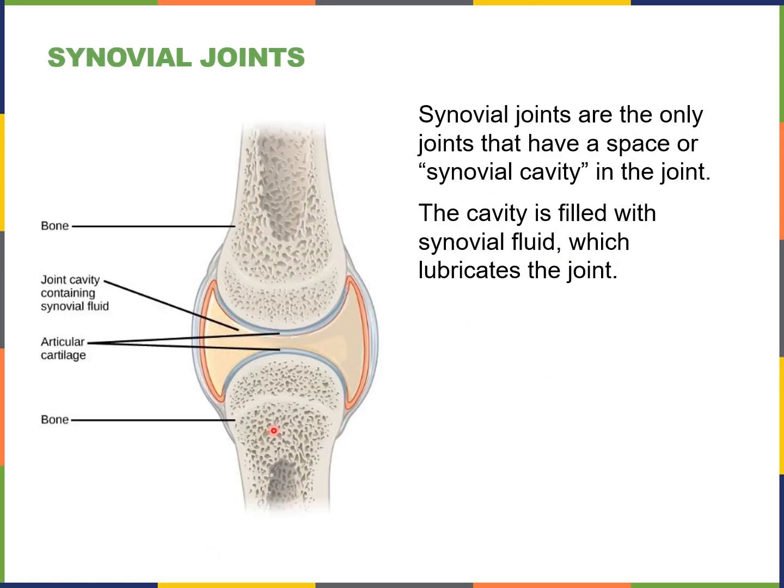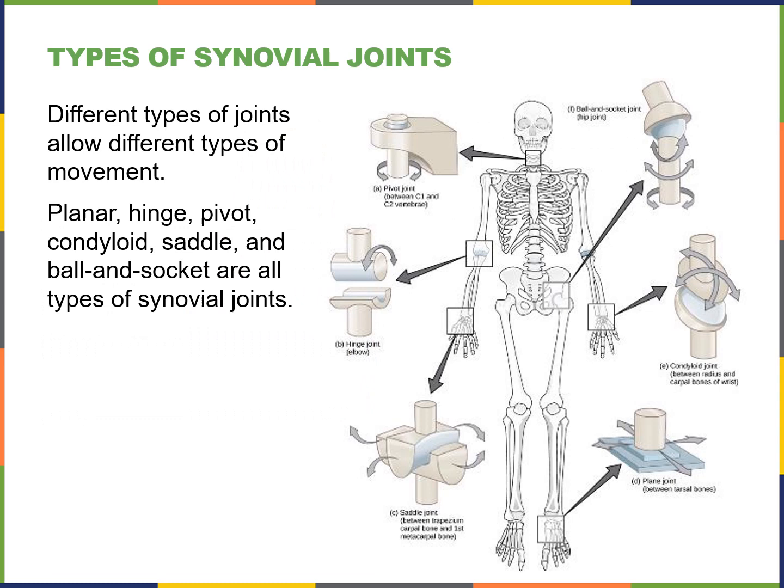Up last, we have our synovial joints. These are the only joints that have a space, or what is referred to as a synovial cavity, within the joint, and that's filled with synovial fluid, which essentially is lubricating the joint. So we have different types of synovial joints. There's 6 different types, and they depend on what kind of movement they allow, essentially, and there's different classification of joints on the basis of function, right, that we just went over.